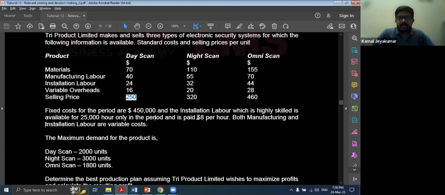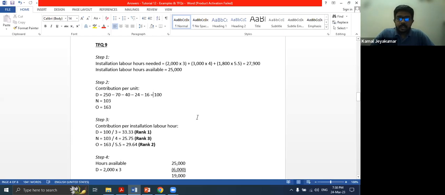Now the problem is, if all your resources were adequately available, you would start producing OmniScan, because that gives you the highest contribution, and then you would produce N, that is Night Scan, and then Day Scan, right? Or even if your resources are limited, if you need an equal amount of resources for all of these, still you would be okay. You can produce it in this order.